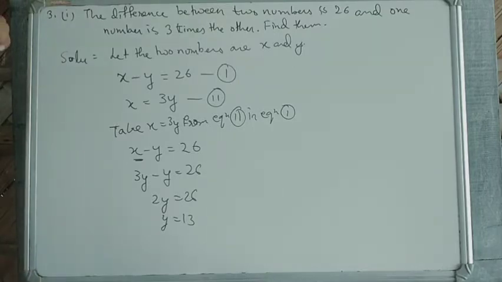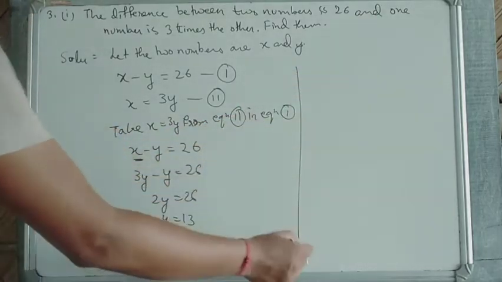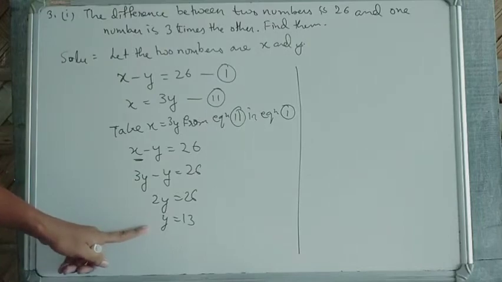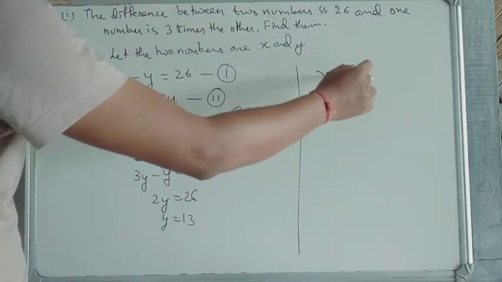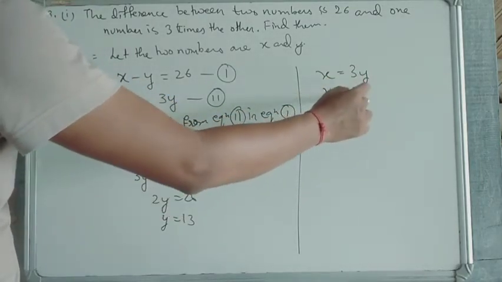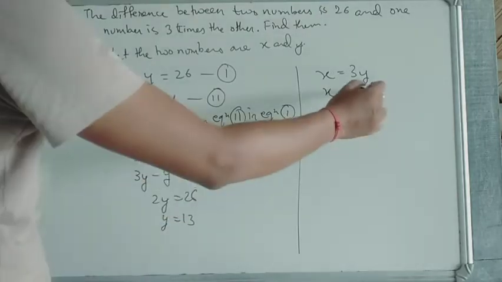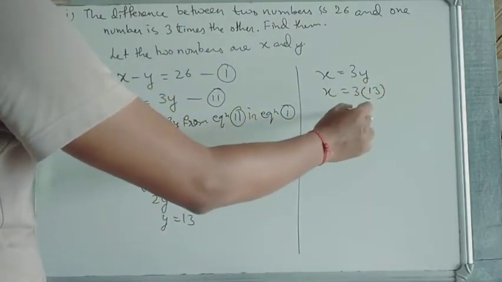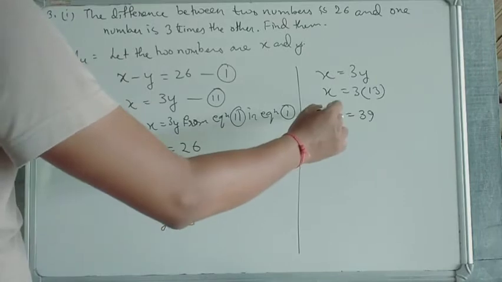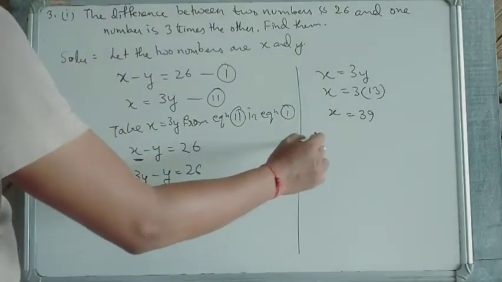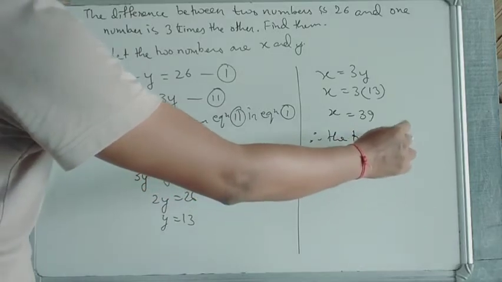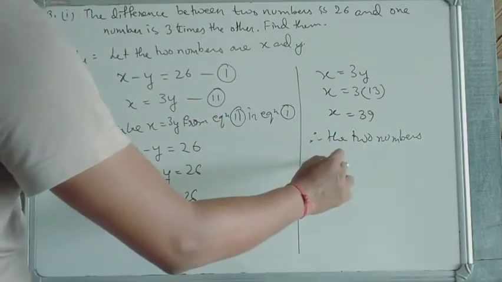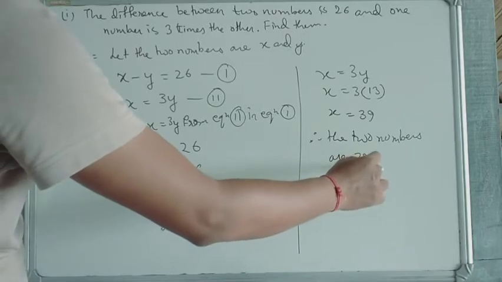Then next, now we got y, and now we have to find the value of x. What is your x? It is 3y. So x is equal to 3y, or x is equal to 3 into what is your y? 13. So that means this will become 13 3s are 39. So this is your x. So therefore the two numbers are 39 and 13.